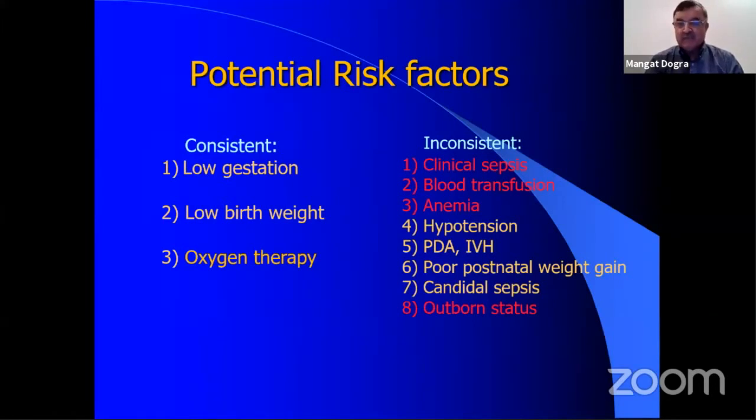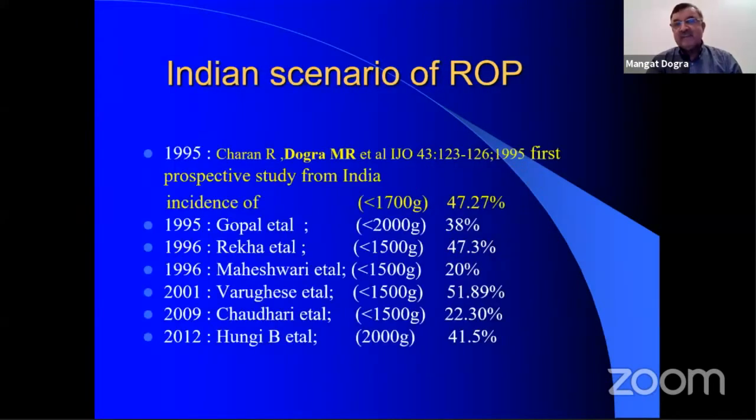And oxygen therapy, I think this is one of the single most important factors in our country, where unmonitored oxygen is given. We don't have blenders, we don't have saturation monitors. So that's why we get so much ROP in higher birth weight babies. I have enumerated some of the factors on the other side. They are also important. What is the Indian scenario?